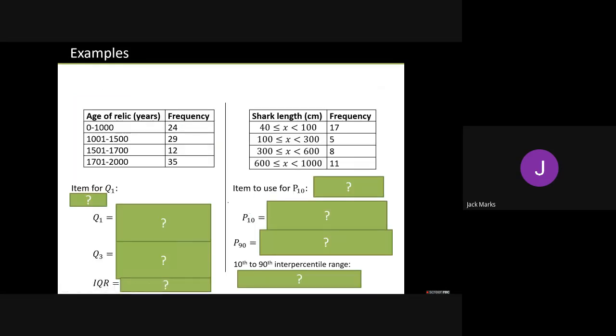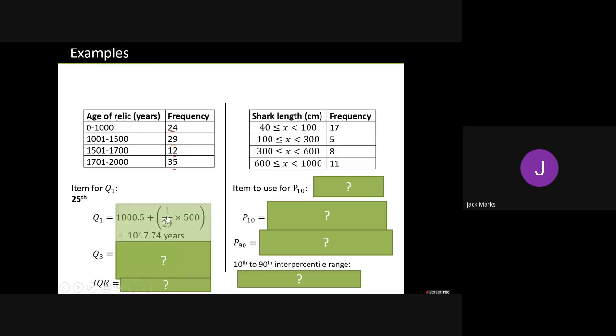There's a couple of examples here. So what do we have? First of all, we're grouping together some data. Our frequency, we need to add these up to decide what it should be, and we should get 100. So for the lower quartile, 100 divided by 4, we're talking about the 25th item. Where is the 25th item? Well, the first 24 are here, so the 25th must be in the next group.